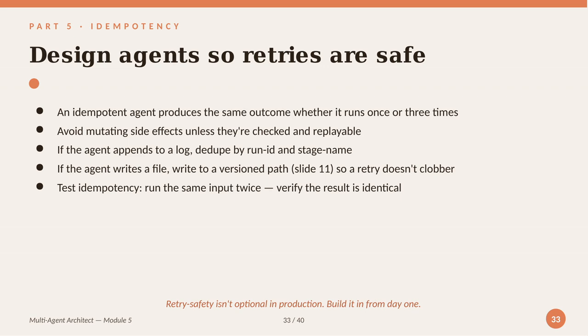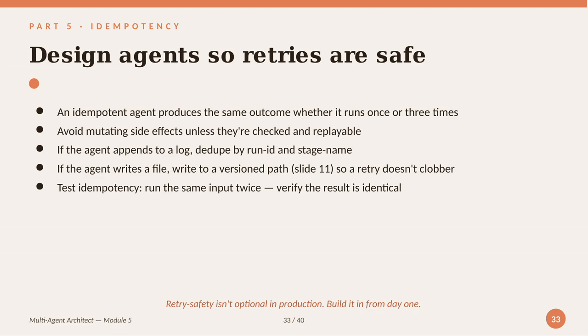How to design for it? Avoid uncomputed mutating side effects. If the agent appends to a log, dedupe by run ID and stage name, same identifier means the entry already exists. Don't add another. If the agent writes a file, write to a version path, so a retry doesn't clobber the previous run's output. If the agent calls an external API, use idempotency keys when the API supports them.